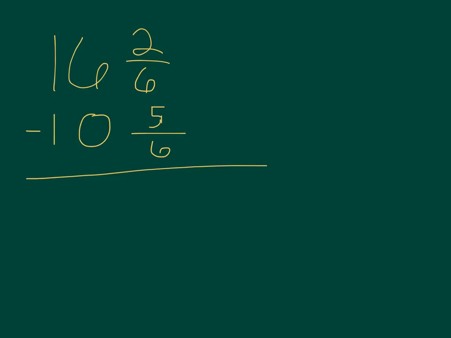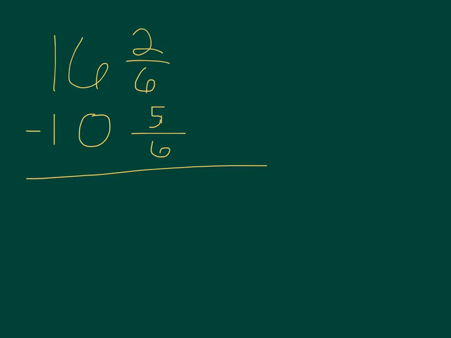Let's take a look at the numerators on this problem and see if you're going to have to regroup. Can you do 2 minus 5? No, you cannot, so you will have to regroup. Step 1, of course, is already done. It's written vertically. Step 2 is to take a look at your denominators. Denominators, same. And then we're moving on to step 3. Step 3, look at your numerators and subtract. Can't be done. So we're going to move to borrowing.